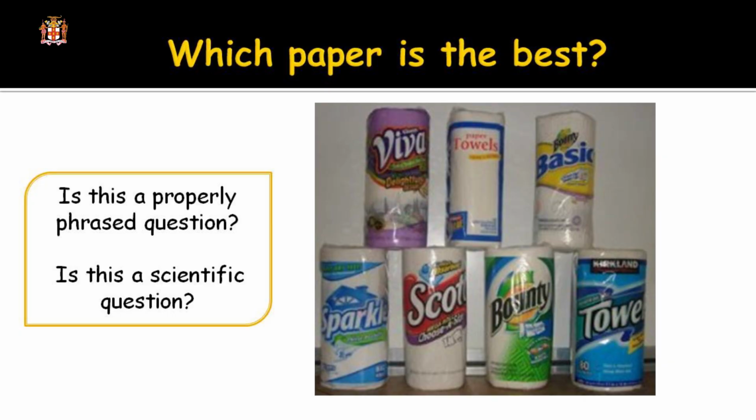So let's start with this question. Suppose you were asked, which paper is the best? So you are given a set of different types of papers, and you're asked, which paper is the best? Do you think this is a properly phrased scientific question? Is it a good scientific question?